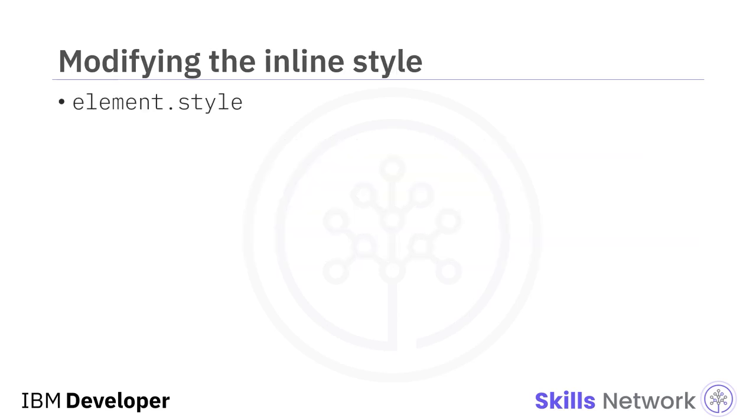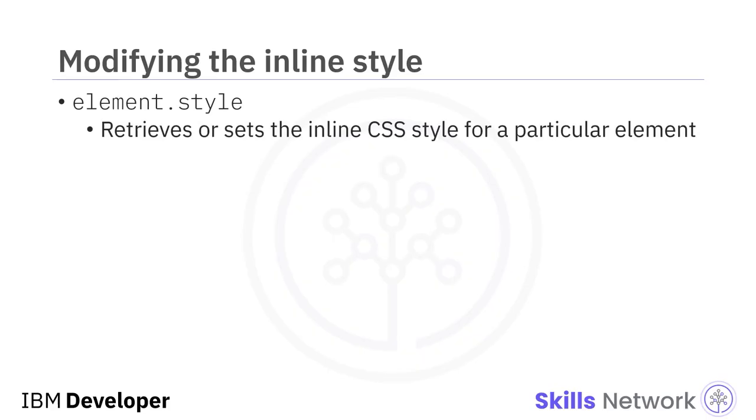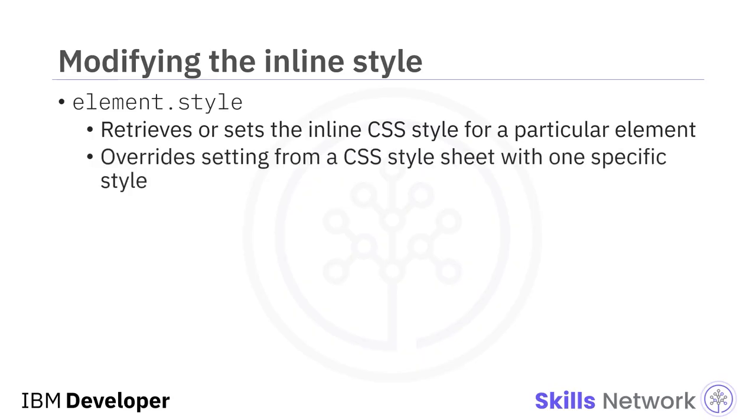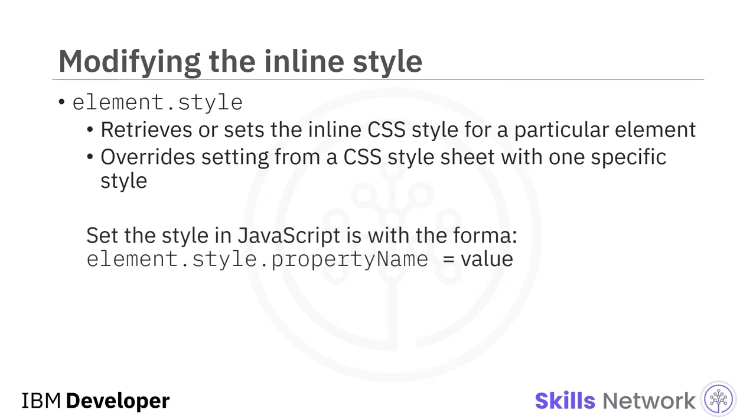You can use the element.style method to retrieve or set the inline CSS style for a particular element. If you use element.style to set the style of an element, it overrides any setting from a CSS style sheet with one specific style. The way to set the style in JavaScript is with the format element.style.propertyName equals value.